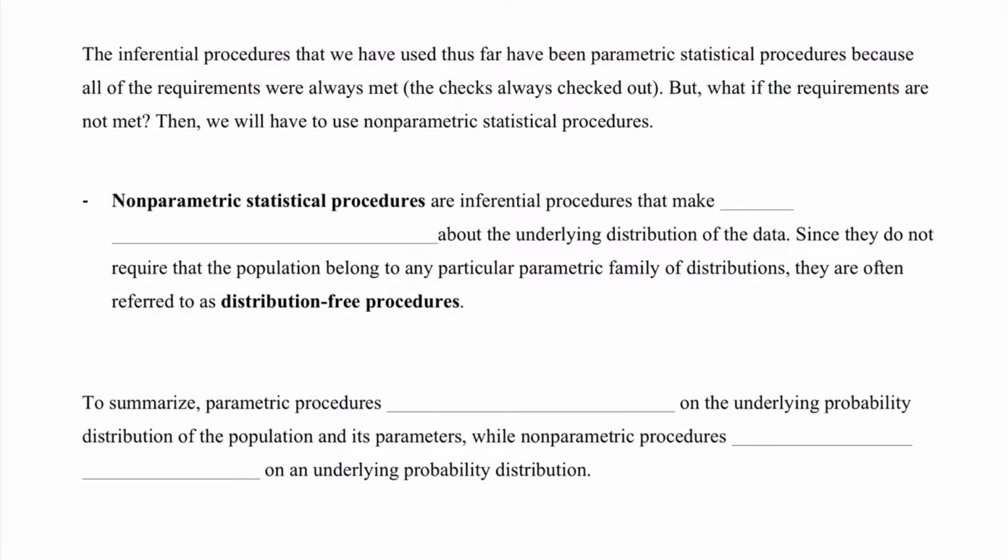The procedures that we've been using thus far have been parametric statistical procedures because all of the requirements were always met. However, what if the requirements are not met? That means we'd have to use non-parametric statistical procedures. Non-parametric statistical procedures are procedures that make no assumption about the underlying distribution of the data. Since they do not require that the population belong to any particular parametric family of distributions, they're often referred to as distribution-free procedures. To summarize, parametric procedures are based on the underlying probability distribution of the population and its parameters, while non-parametric procedures are not based on any underlying probability distribution.